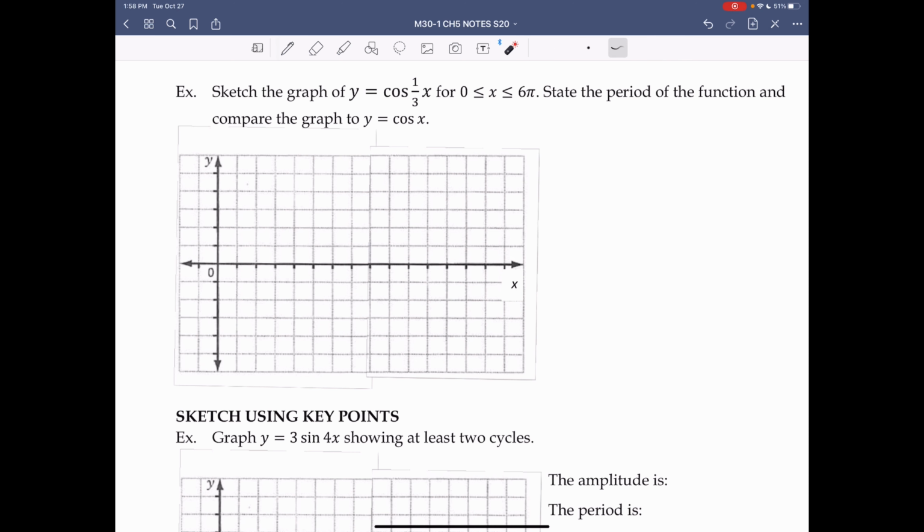If I did pi, 2 pi, 3 pi, 4 pi, 5 pi, 6 pi, that's too small. Let's try doing pi over 2. So 2 units would be pi. Pi, 2 pi, 3 pi, 4 pi, 5 pi, and 6 pi would get us to here. So that's going to work.